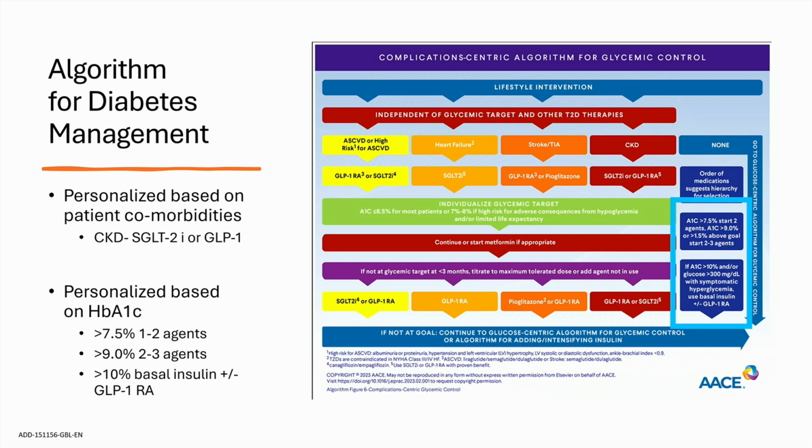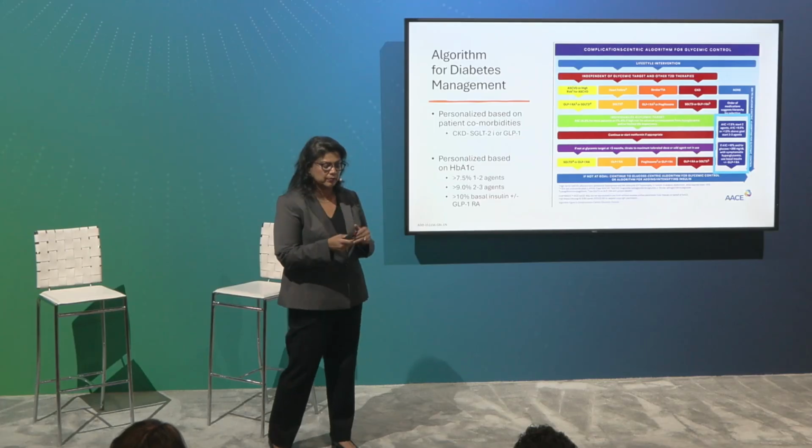Because of the cardiovascular benefit and the renal benefit, I do tend to use a GLP-1 receptor agonist in many of these patients, and SGLT2 inhibitors.